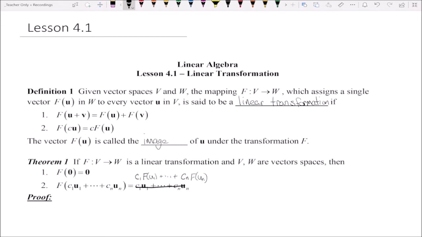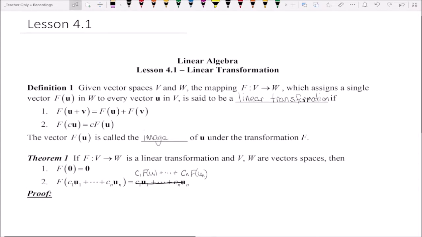Now, here it's understood that this zero vector here is the identity in V, and this is the identity in W. And here it's understood that the scalar multiplication and additions of the two operations are in V, and here the two operations are defined as in W.